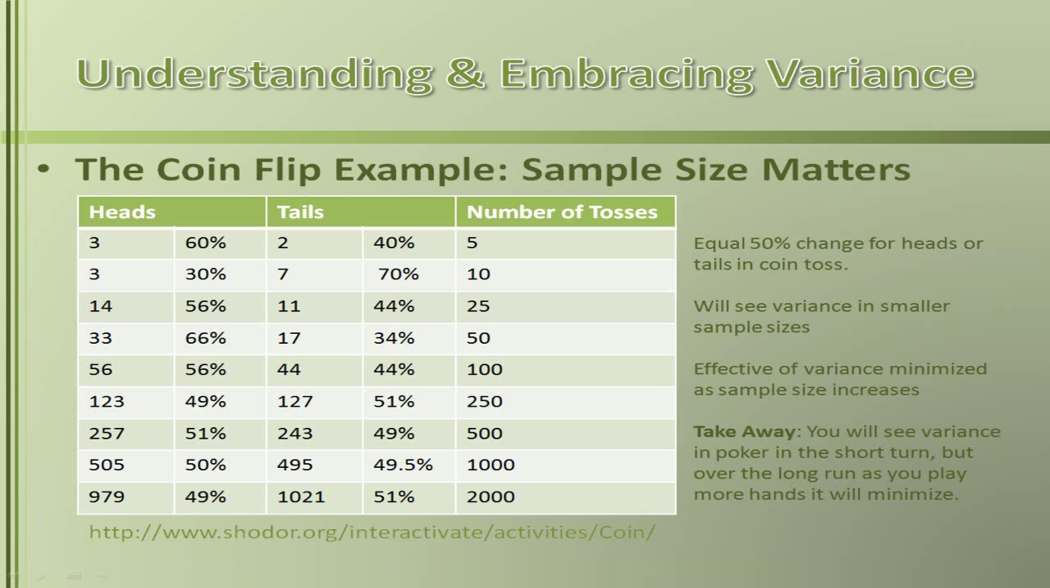So I kind of want to do another example, and I decided to do a coin flip example to show you how variance is magnified in the short term and how it evens out and is diluted in the long term. So what I did is I used a simulator and I did a very basic coin flip example, right? So we're flipping a coin. There's a 50% chance it's going to land on heads or 50% chance it's going to land on tails.